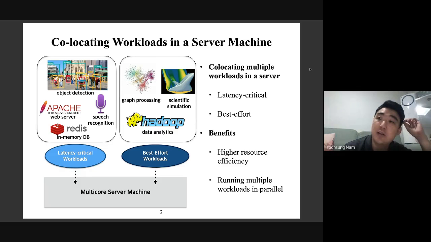These days, in data centers, from data analytics to machine learning programs, many workloads are running on server machines. These workloads can be divided into two groups based on their service level objectives, called SLOs: latency critical ones and best effort ones. Co-locating these workloads on a server machine gives benefits in terms of high resource efficiency, and it also enables running multiple workloads in parallel.